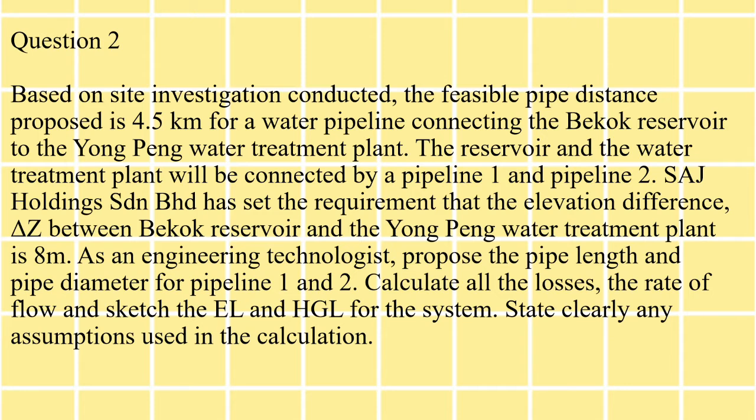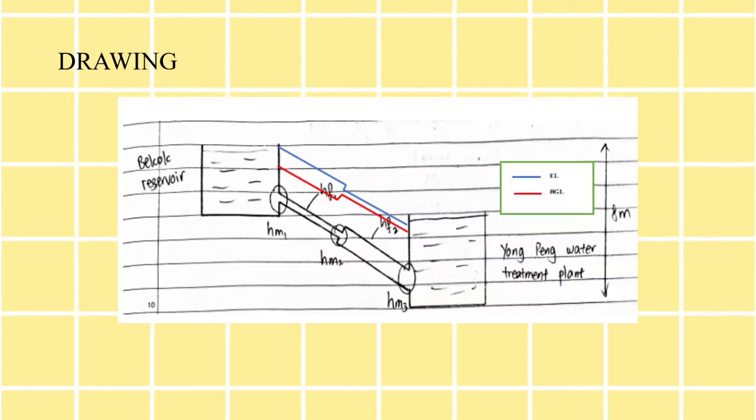SAJ Holdings Sdn Bhd has set the requirement that the elevation difference, delta Z, between Bekok Reservoir and the Yongpeng Water Treatment Plant is 8 meters. As an engineering technologist, propose the pipe length and the pipe diameter for pipeline 1 and 2. Calculate all the losses and the rate of flow, and sketch the EL and HGL for the system. State clearly any assumptions used in the calculation.